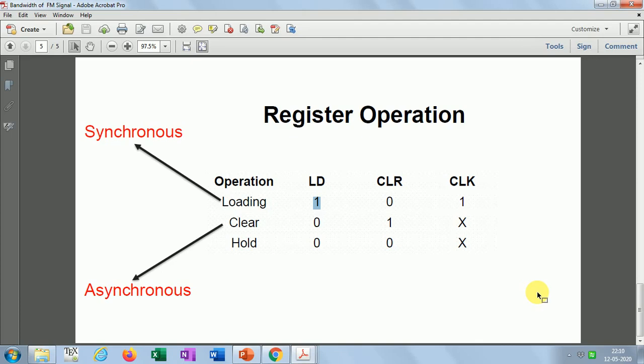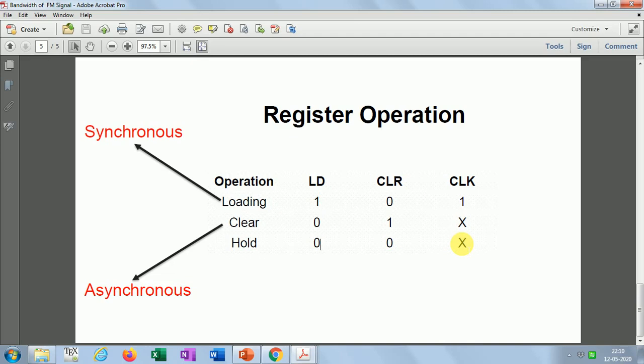Okay, and when the clear is 1 but load is 0, then it is irrespective of the clock. So it is asynchronous. Irrespective of the clock, it will clear the flip flops, or make the register clear. Okay, and what is the hold operation? The hold operation is when load is 0 and clear is also 0, and it will retain its previous state, whatever value is stored, and you can read that out also.